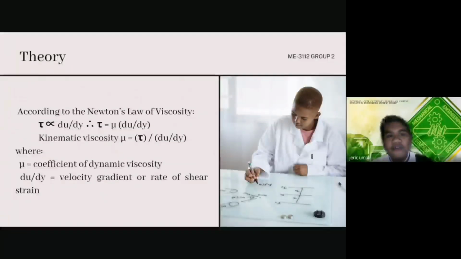According to Newton's law of viscosity, shear stress is directly proportional to rate of shear strain, which is represented by du over dy. Therefore, shear stress equals mu multiplied by du over dy. Mu equals shear stress over du over dy, where mu is the coefficient of dynamic viscosity and du over dy is the velocity gradient or rate of shear strain.